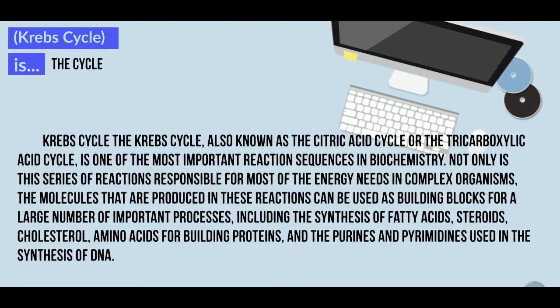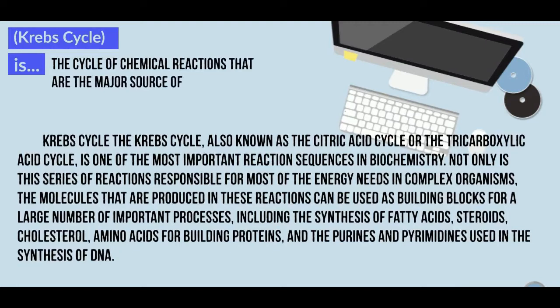The Krebs cycle, also known as the citric acid cycle or the tricarboxylic acid cycle, is one of the most important reaction sequences in biochemistry. Not only is this series of reactions responsible for most of the energy needs in complex organisms, the molecules that are produced in these reactions can be used as building blocks for a large number of important processes, including the synthesis of fatty acids, steroids, cholesterol, amino acids for building proteins, and the purines and pyrimidines used in the synthesis of DNA.